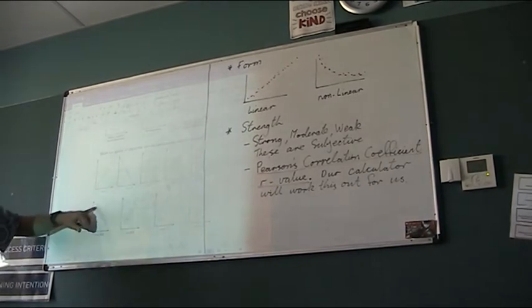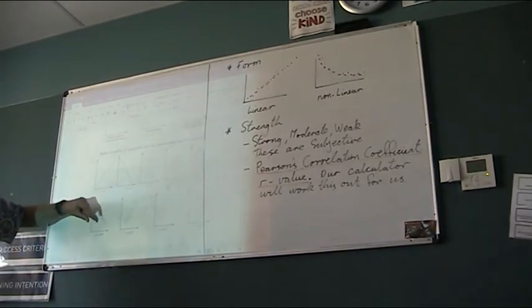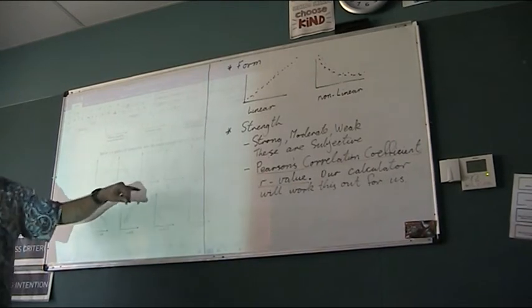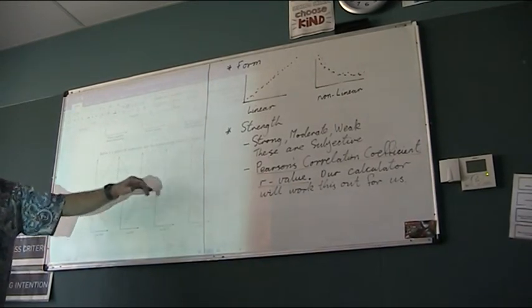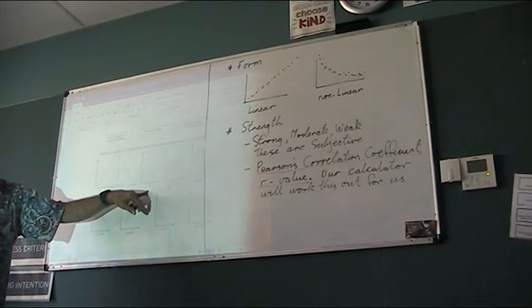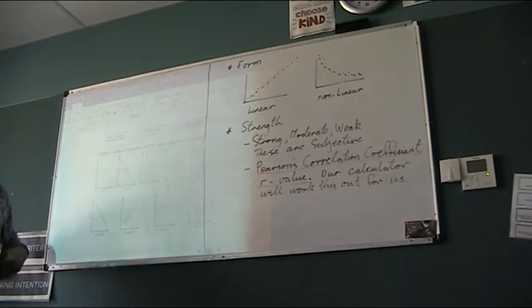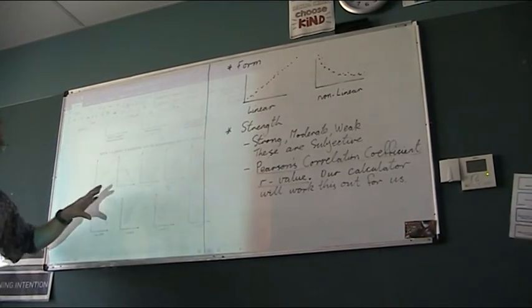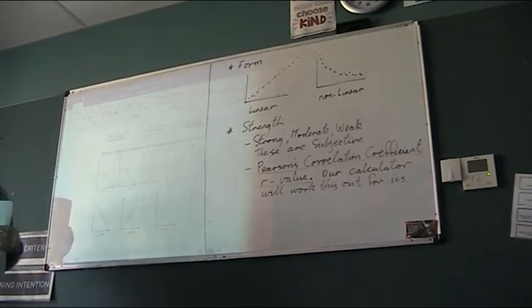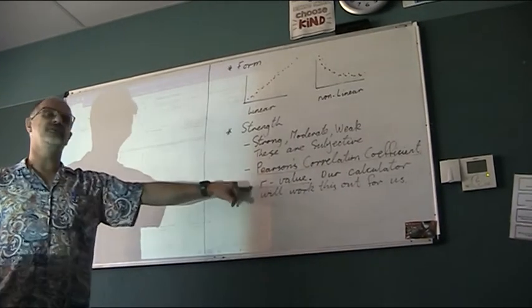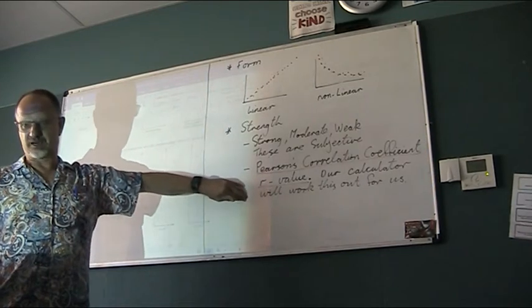So 0.9, for example, is negative, spread out a little bit. All right. R equals 0 is this one here, it's just all over the place. All right. So it kind of gives you a bit of an indication of what those graphs might look like. But as I said, if we've got a calculator, our calculator will do it for us.